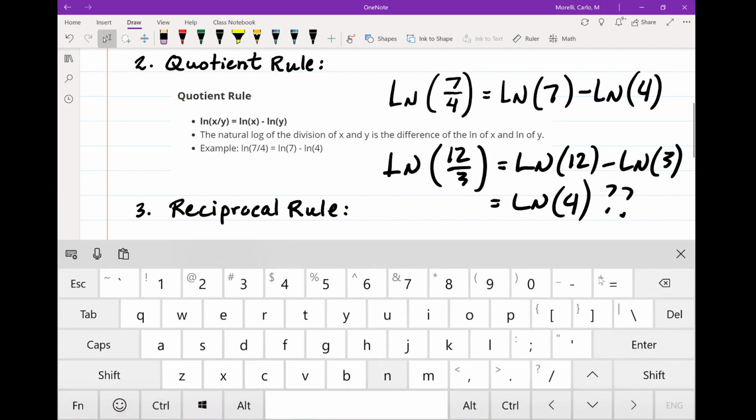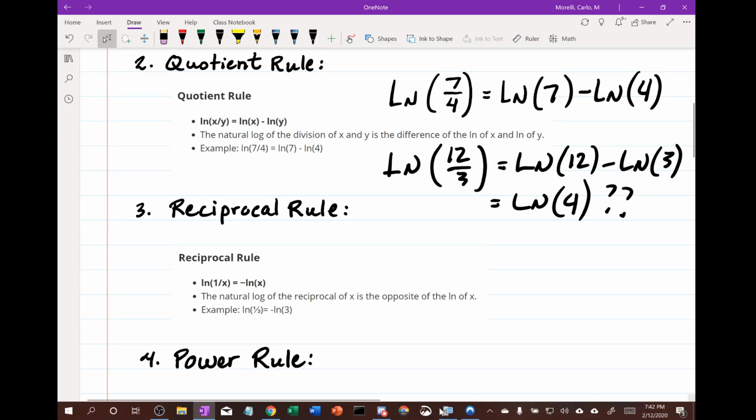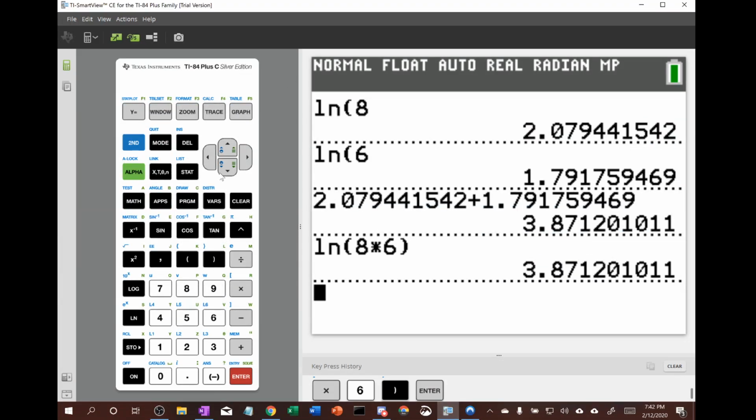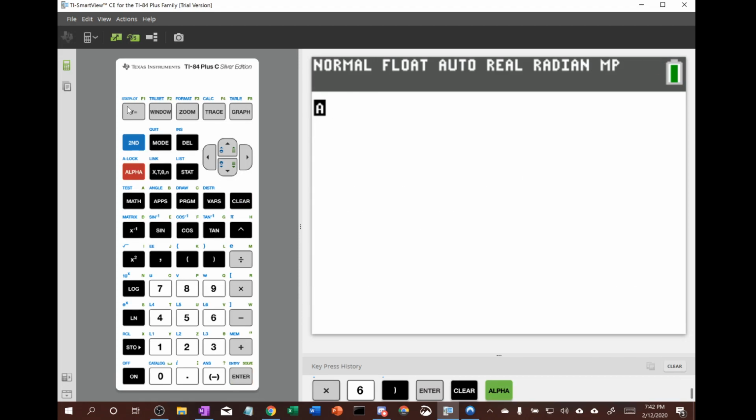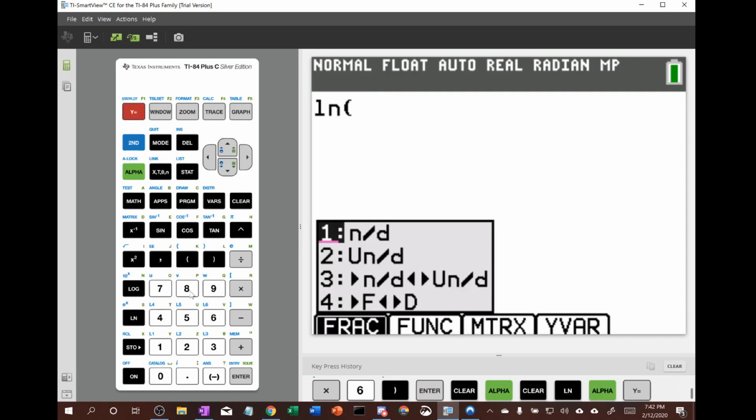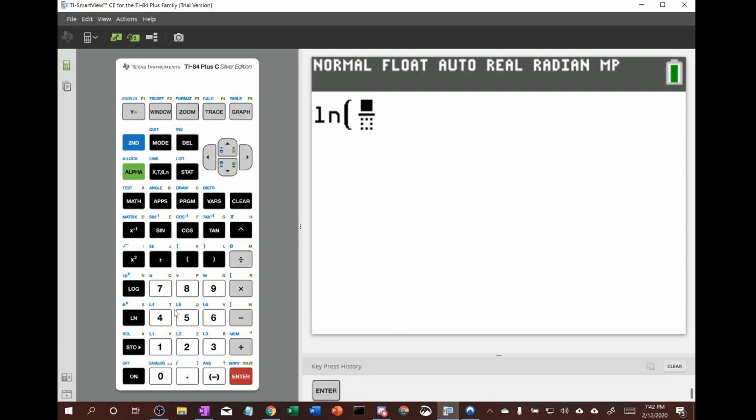So I want to show you all the things that you can do in the calculator. These are really easy. So let's do ln and then hit alpha y equals enter. And then what did I do? 12/3. Okay. Oops. Wrong. Okay. Let's hit that. Okay.